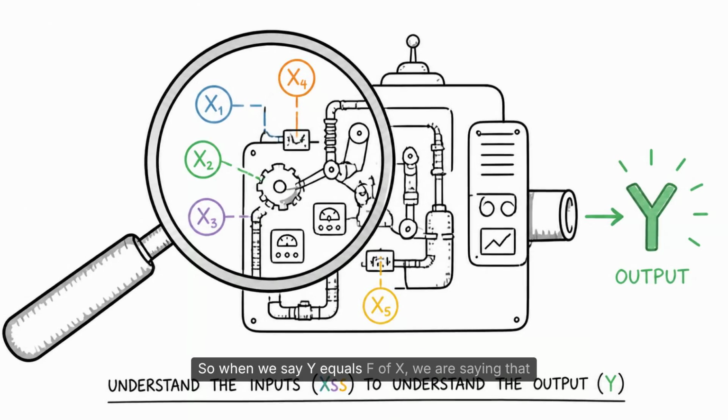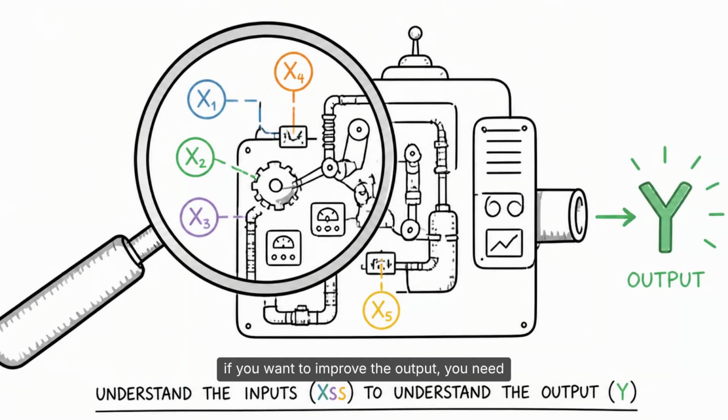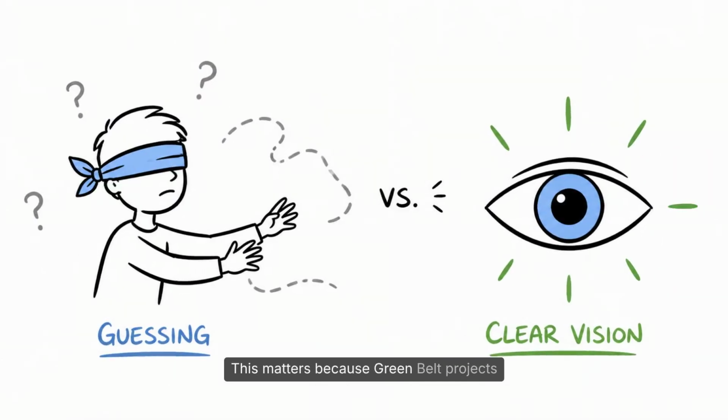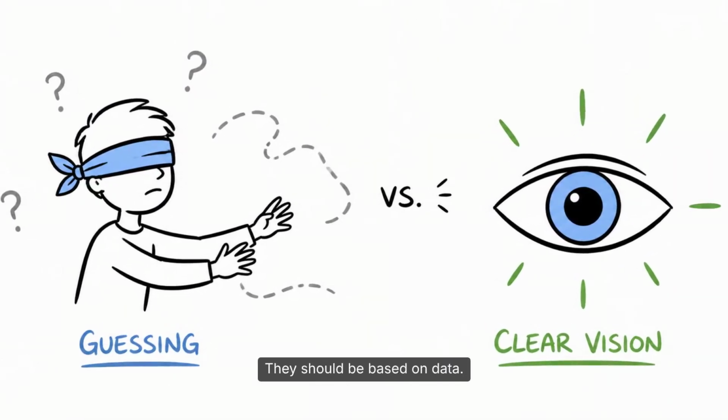So when we say Y = f(x), we're saying that if you want to improve the output, you need to understand which inputs are driving it. This matters because Greenbelt projects should not be based on guessing. They should be based on data.